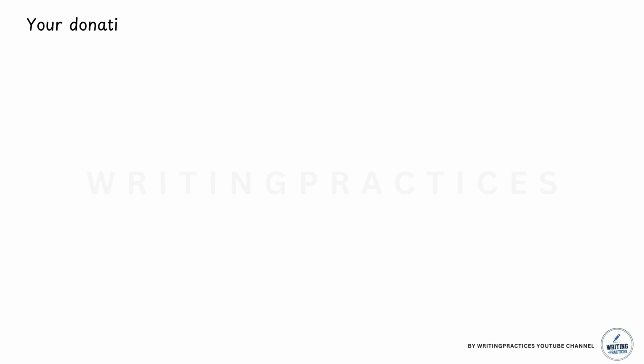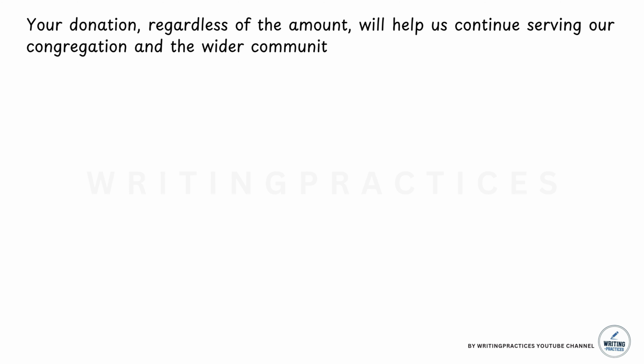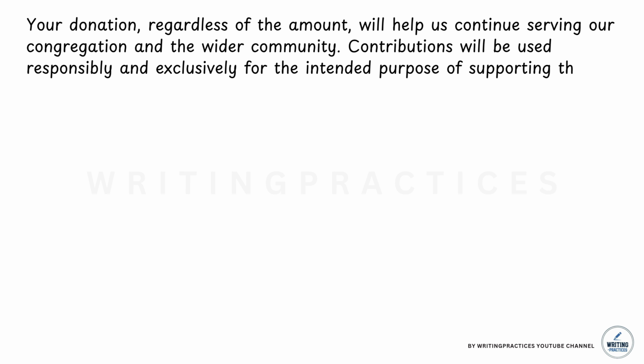Donation impact paragraph. Next, explain how donor contributions will be used. For example, your donation, regardless of the amount, will help us continue serving our congregation and the wider community. Contributions will be used responsibly and exclusively for the intended purpose of supporting the mosque and its activities. This paragraph reassures donors that their contributions will be managed responsibly. People are often more willing to donate when they understand how funds will be used.